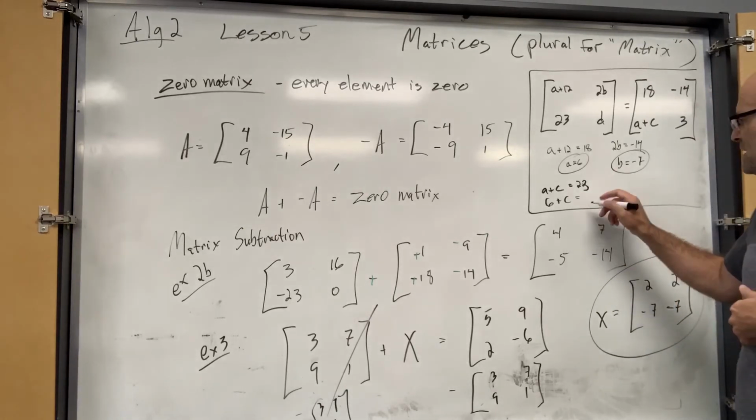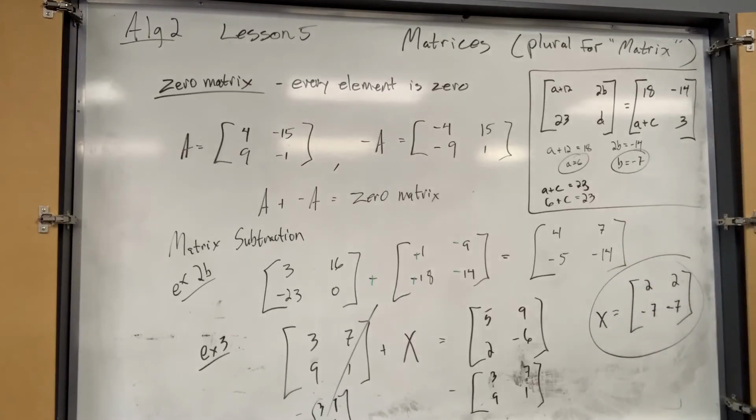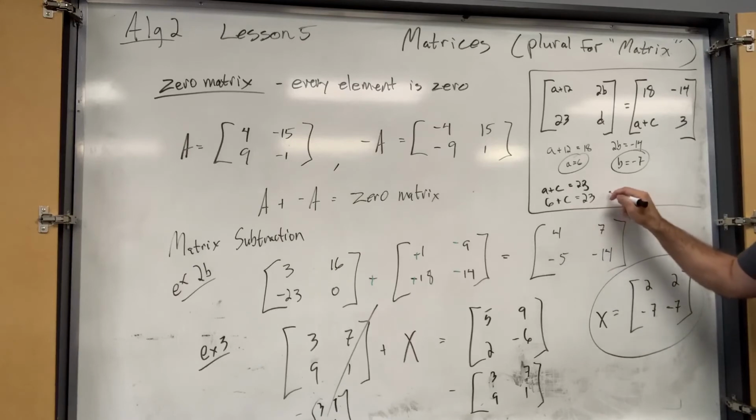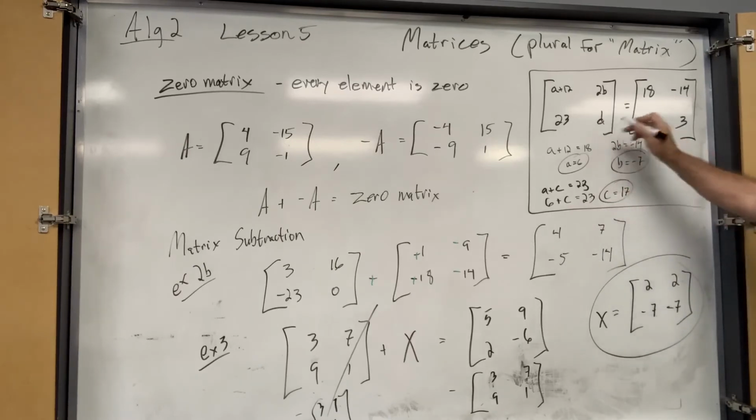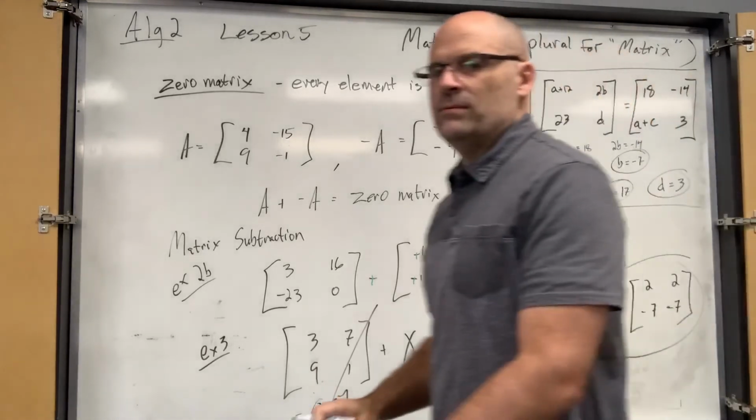So 6 plus C equals 23, right? Do you see how you can't do that one first? Because you have to figure out either what A is or C is first. So now that we know what A is, we can figure out that C is 17. And then D, that was a nice one. D equals 3.